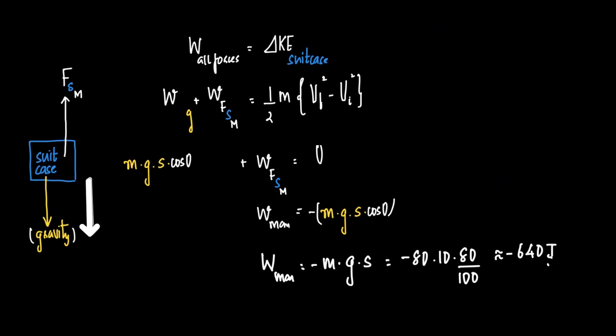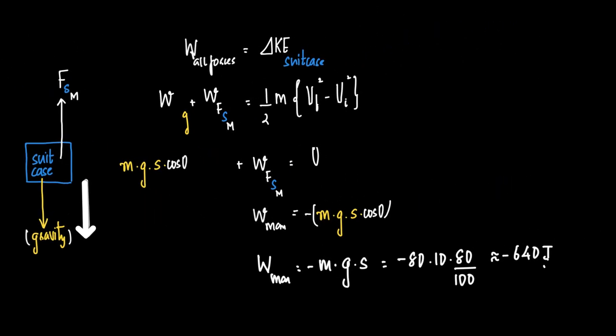Now let's see. Work done by all forces, which is the sum of work done by gravity plus work done by the force on suitcase due to the man, will be equal to half m into Vf square minus Vi square. But it is given that it is lowered with constant velocity. Since it is lowered with constant velocity, Vf would be equal to Vi, therefore this complete term would become 0. Now we'll have to evaluate work done by gravity and work done by the man.